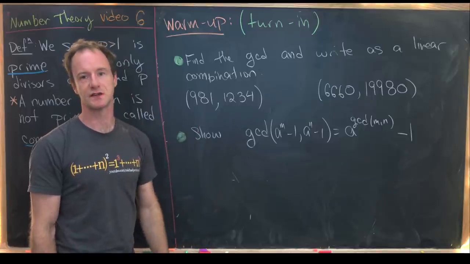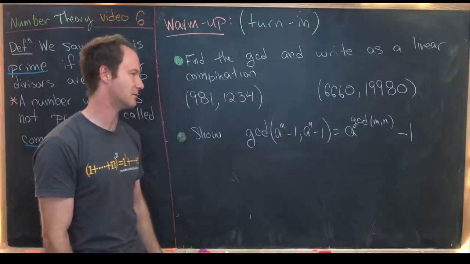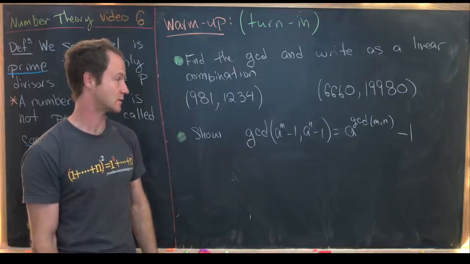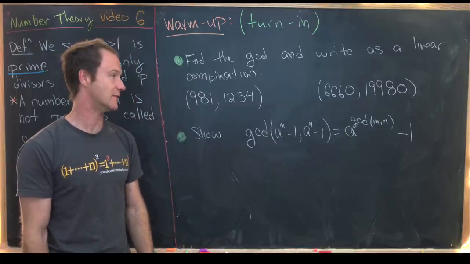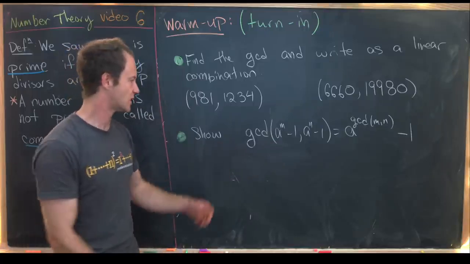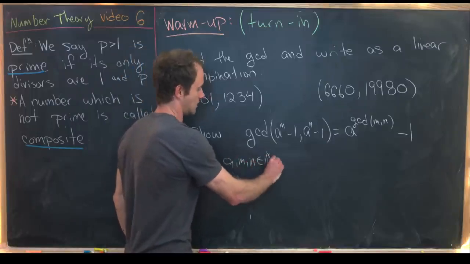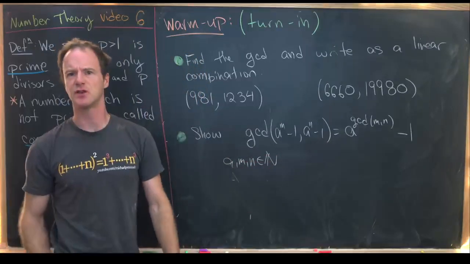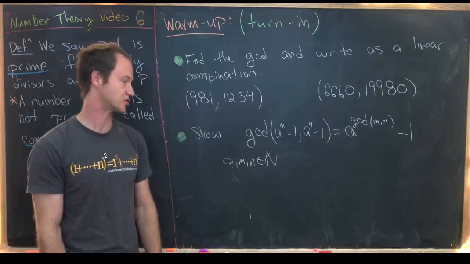Next, I've got one which is a little bit harder, and that is to show that the GCD of a to the m minus 1 and a to the n minus 1 is the same as a to the GCD of m and n, minus 1. Here a, m, and n are all natural numbers. You want to think about what you know about dividing polynomials for the trick here.